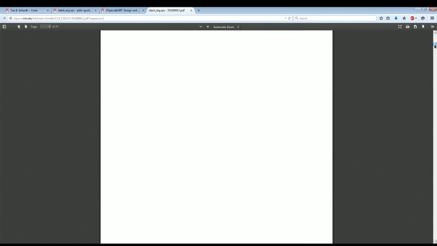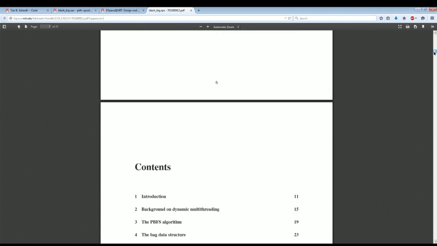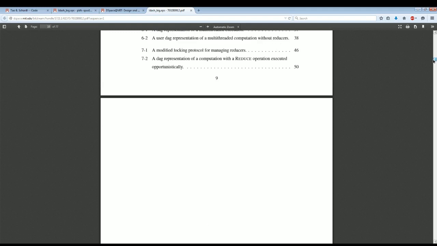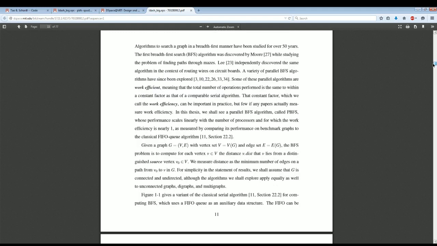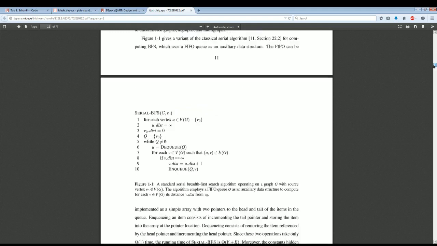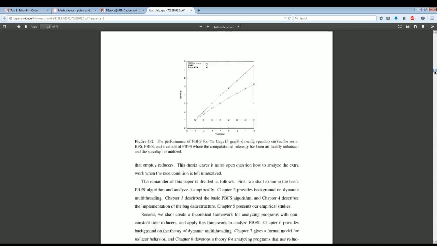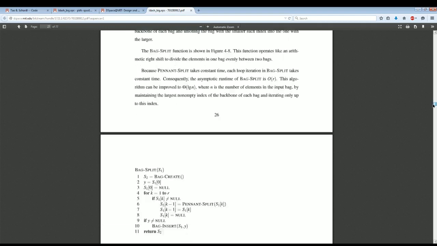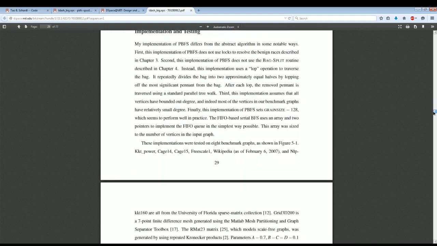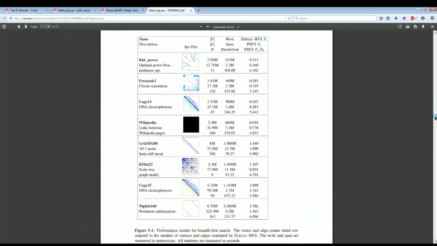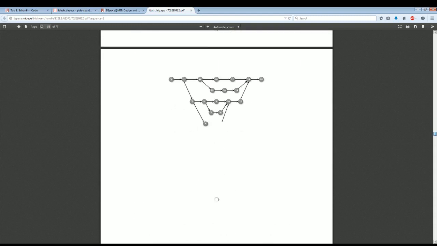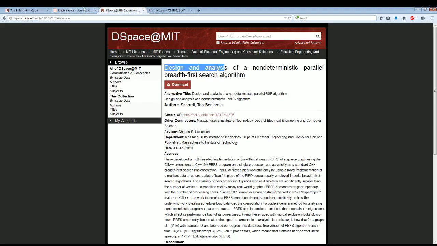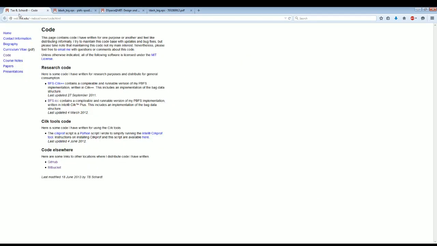It talks about how they thought it up. It goes into much greater detail about the data structure that they're using, the bag data structure. It goes into even more detail of how they've compared their results to other results. So if you do have the extra time, go ahead and give this a read because it's pretty darn long. But yeah, that's pretty much it.